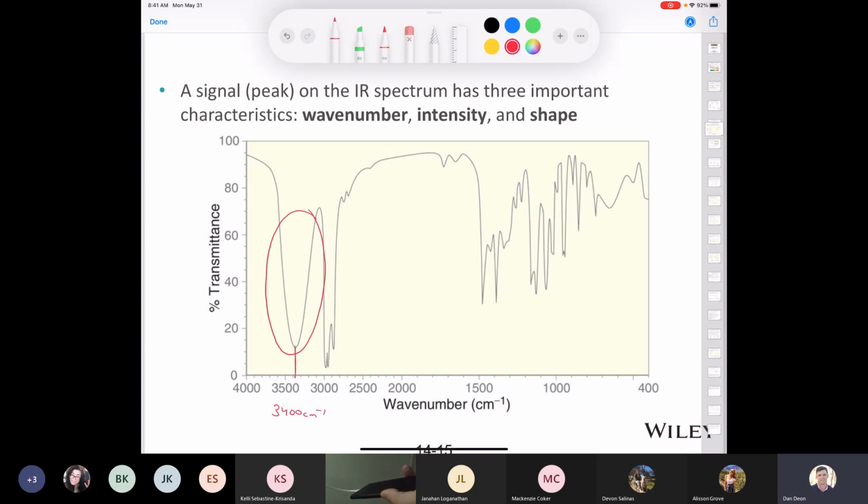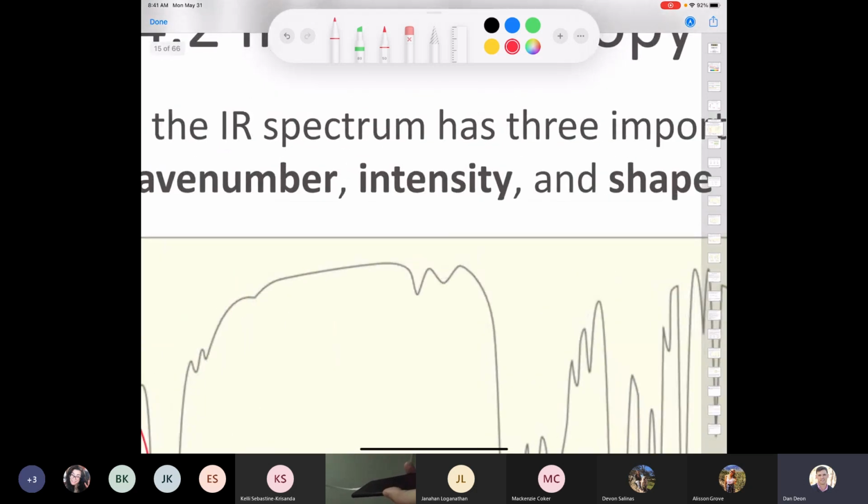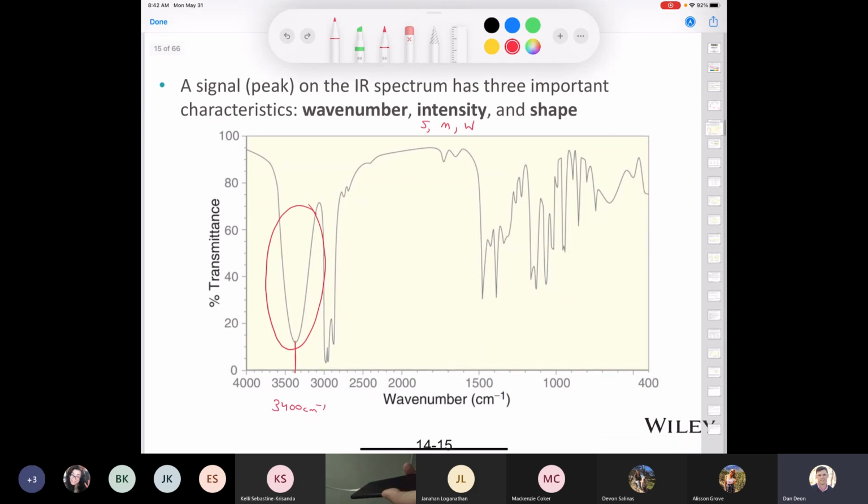The intensity. So in terms of the intensity, we have strong absorption, medium absorption, and weak absorptions. For the strong ones, the cutoff is going to be like down here. So I'd say that anything below here is going to be strong. Anything below 50%, I'd say that's medium. And anything that's just poking down like this, that's really weak. That's a very weak absorption.